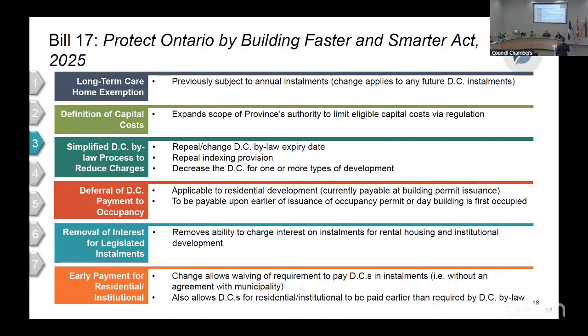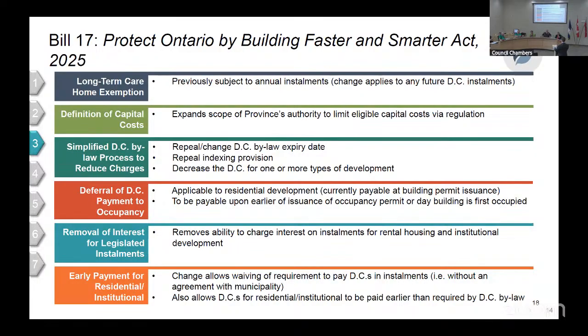They expanded the simplified bylaw amendment process. So this one's actually pretty good for municipalities. If you're going to repeal the DC bylaw expiry date or change it so it aligns with the 10-year process, or remove indexing or decrease the development charge for one or more types of development, you can go through this simplified process. So you don't need to undertake a background study or have a public meeting.